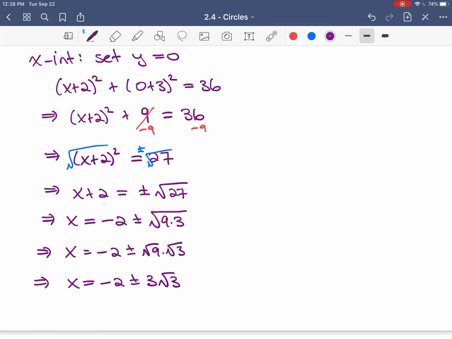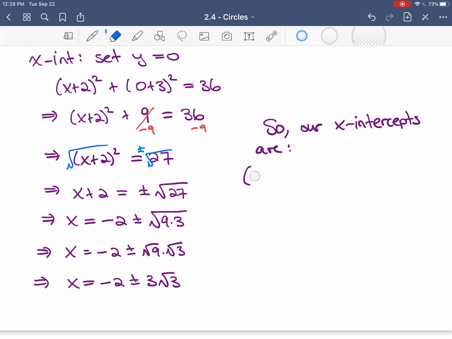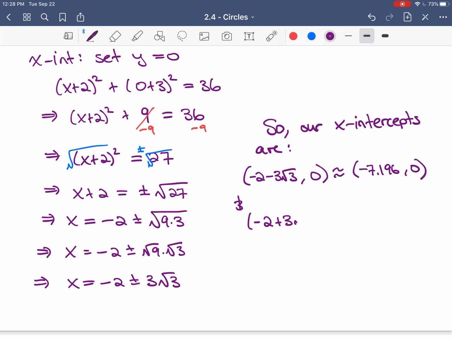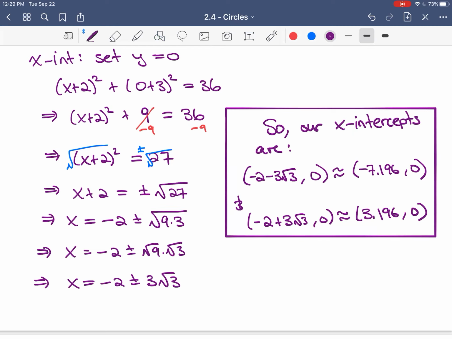And both of these are x-intercepts, so remember we should give them as points. They are (-2 - 3√3, 0), and I'm going to write approximately equal instead of equal. If you want to make a decimal, this is negative 7.16 approximately. But you should always give it as an exact answer. And the other one is going to be (-2 + 3√3, 0), which the decimal you should get is approximately 3.196. Okay, so those would be our x-intercepts for that circle.